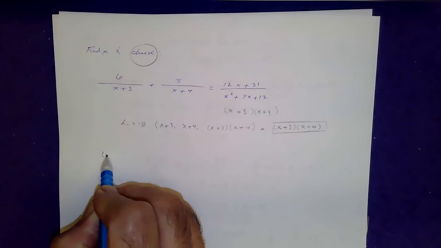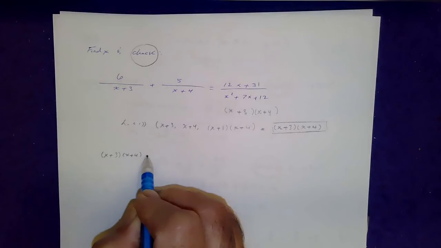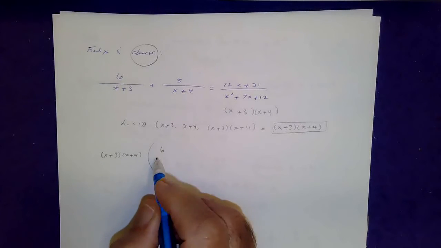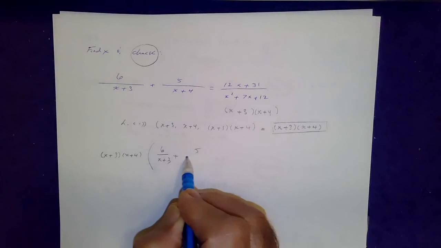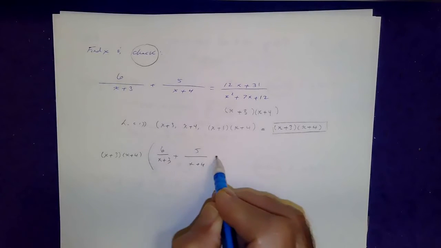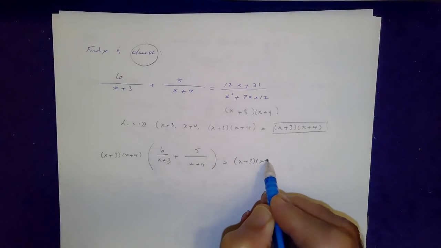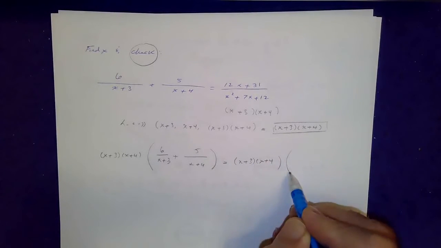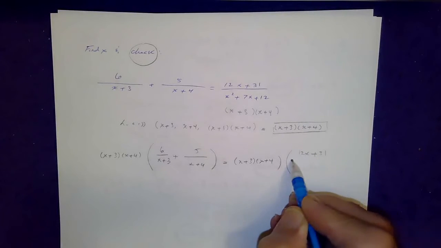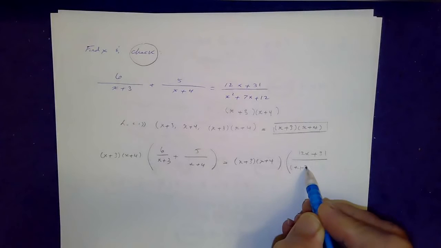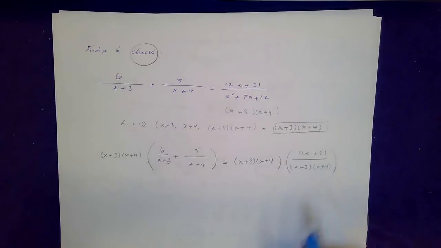So what you do, you kind of multiply what? Both sides of the equation by what? The lowest common denominator, which you came up with, correct? So in this case is x plus 3 times x plus 4 times both sides of the equation. Do you see it? So also leave this denominator in factored form so you can cancel the common factors.